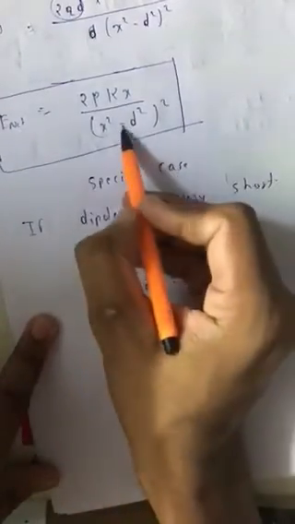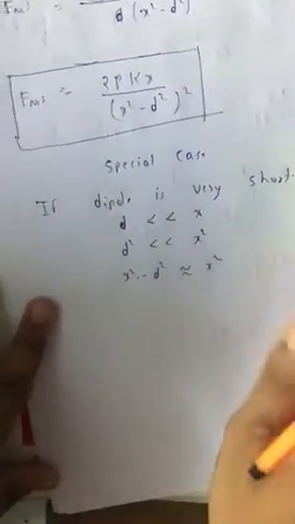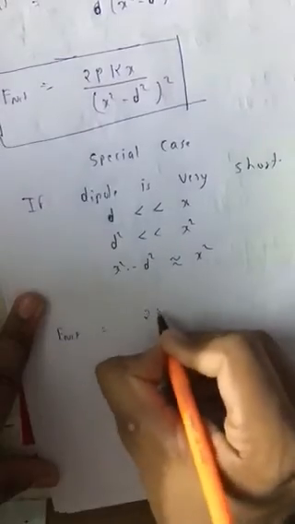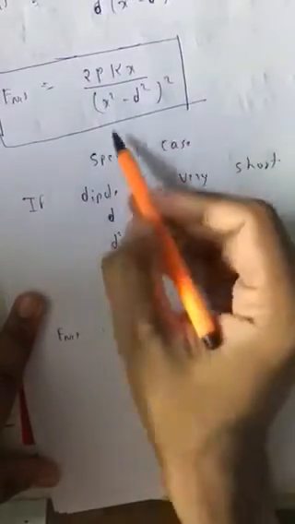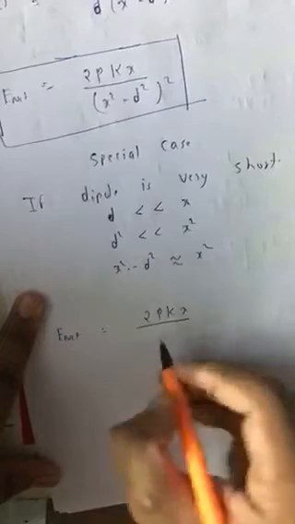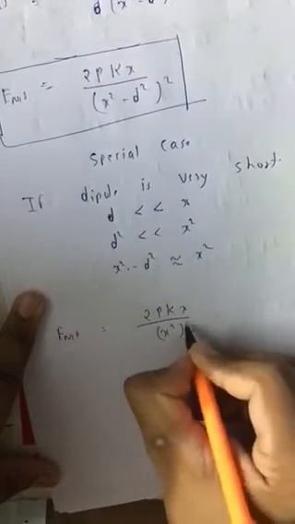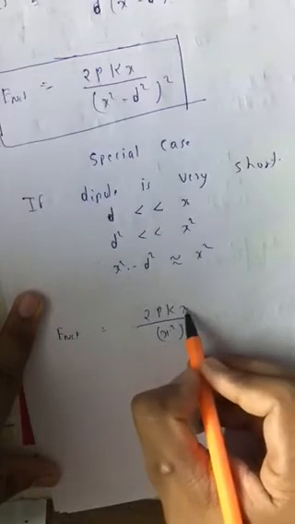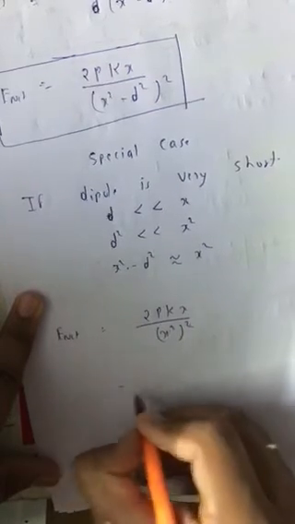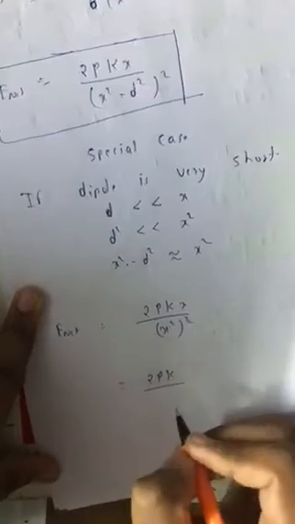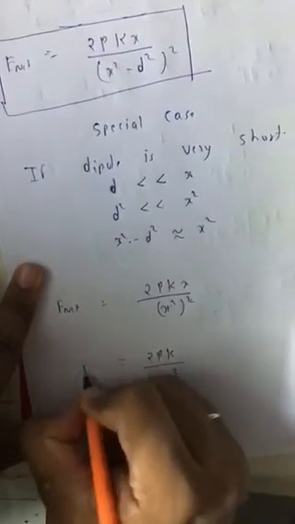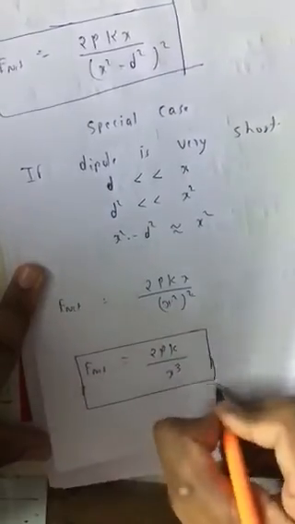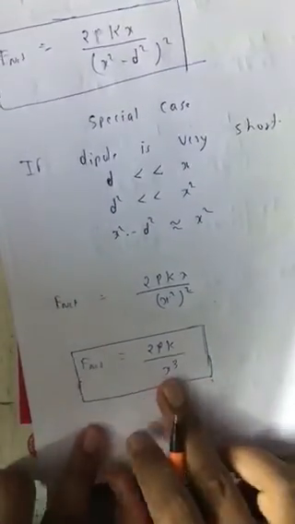Putting the value in this side, we get net electric field is equal to 2pkx upon (x square minus d square) which can be written as x square, so (x square) whole square. So in the denominator we get x to the power 4, and in the numerator we get x, cancel out. So the final answer is 2pk upon x cube, the net electric field. This is the final formula for a short dipole. Okay.